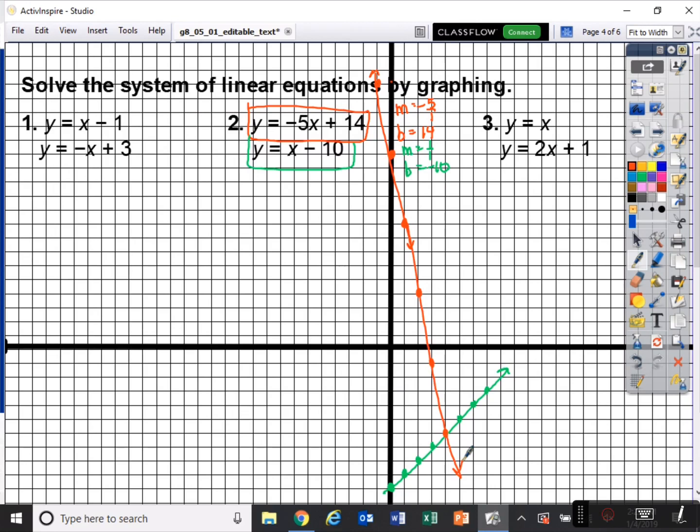Okay, so again, my answer is where they intersect. So I go all the way up to the X, mark it, all the way to the Y, mark it. So remember X is first, so that's 1, 2, 3, 4. -1, 2, 3, 4, 5, 6. And that should be my answer. So I'm going to go over and check it.